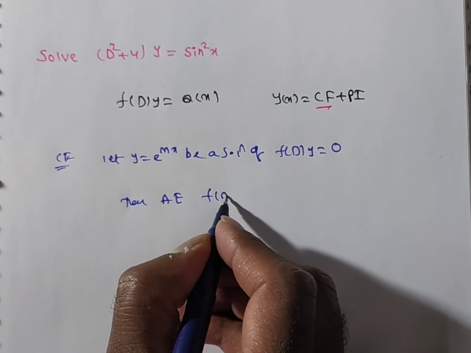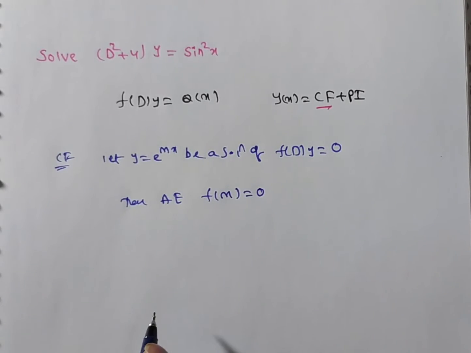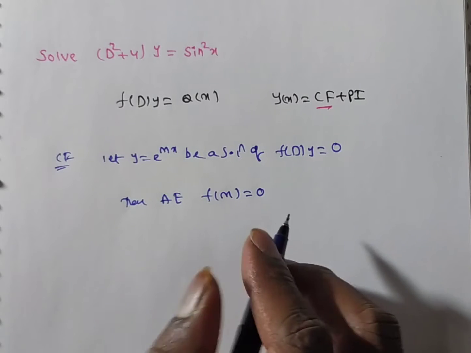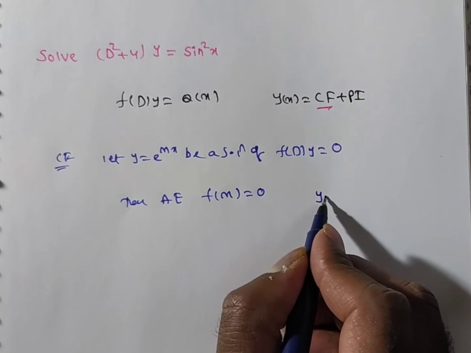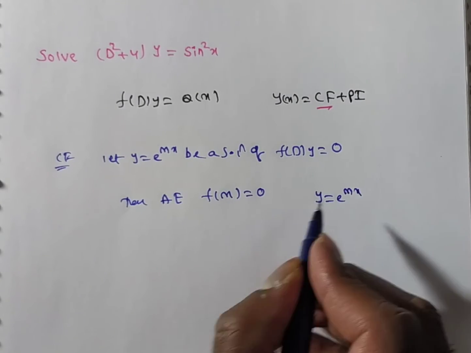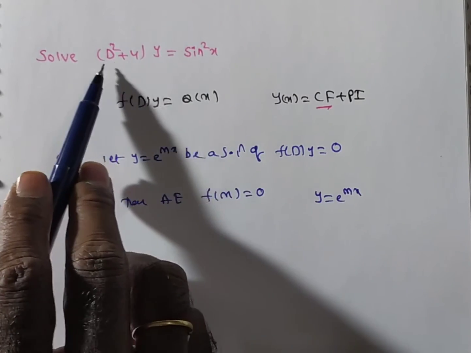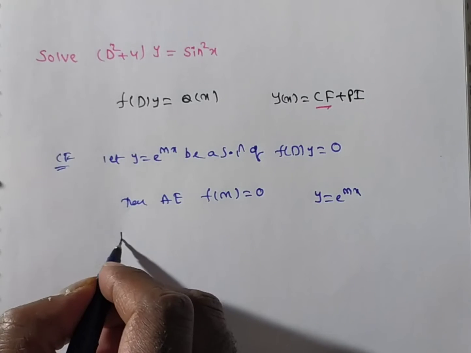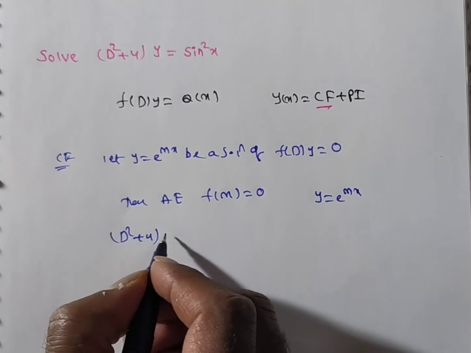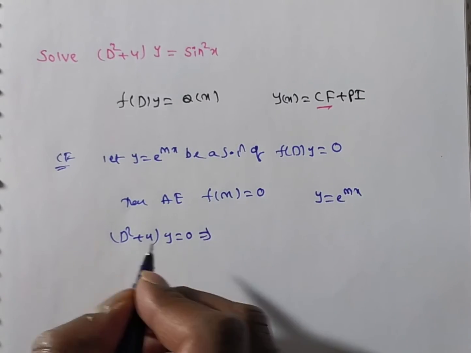What is the auxiliary equation? F(m) = 0. How can you get this f(m) = 0? You see, friends, we consider y as e^(mx). Now, if you substitute y in this, here f(D) is D² + 4. So (D² + 4)y = 0 if you take it. But then what will happen?